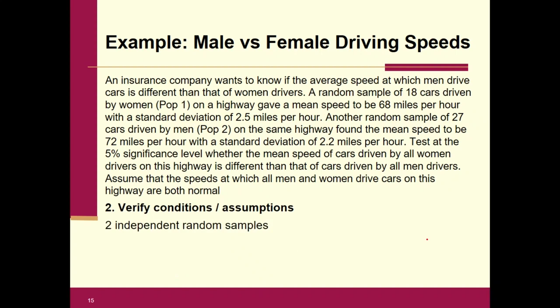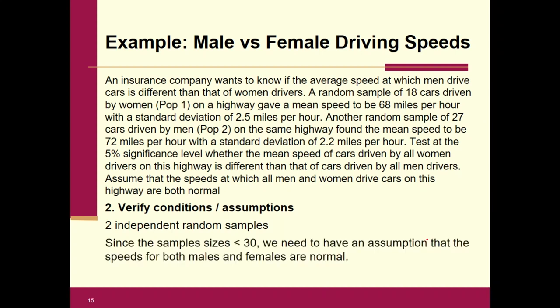Conditions. Two independent random samples. We don't have the experiment anymore, but we do have two independent random samples. We have these two groups, the men and the women that we sampled, and they have nothing in common, so they're independent of one another. Since the sample sizes are both less than 30, we need to have an assumption that the speeds for both males and females are normal. That's what this last sentence is for.